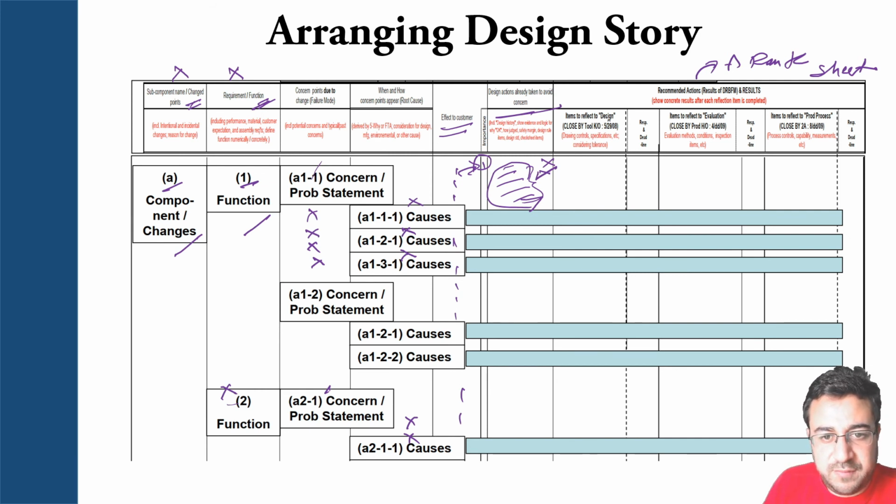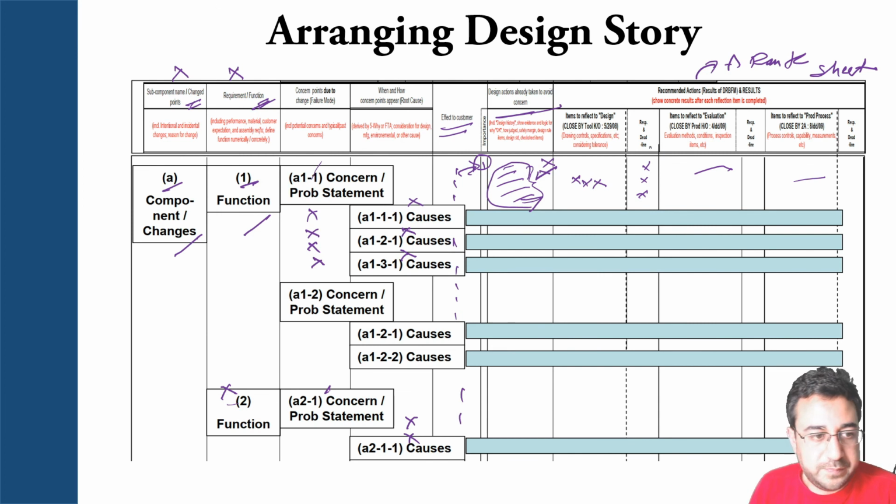Then the items to reflect the design. Any item that could be affected by your taken actions, you put them here. Responsibility and deadline, if you want to add a certain deadline to solve this concern before it is too late. Then you have evaluation by design members, what they think about your actions, and the final decision as well. So that's how the process happens in the A rank sheet, and how you include your causes and root cause analysis for the problem.